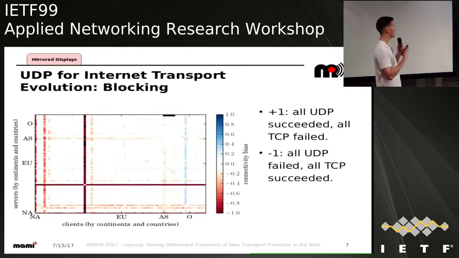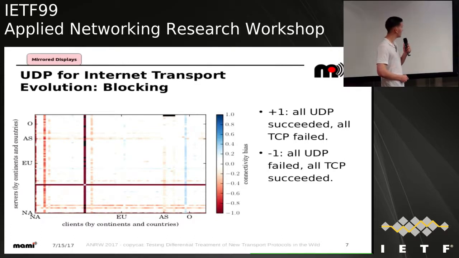So first, in terms of blocking, here on the X axis you have the clients per continent, per country, and on Y the servers. The color legend is: the more red, the more UDP is impaired compared to TCP. The more blue, the opposite. So you have those two red lines, harder lines, which are the case of one node blocking all UDP traffic in both directions.